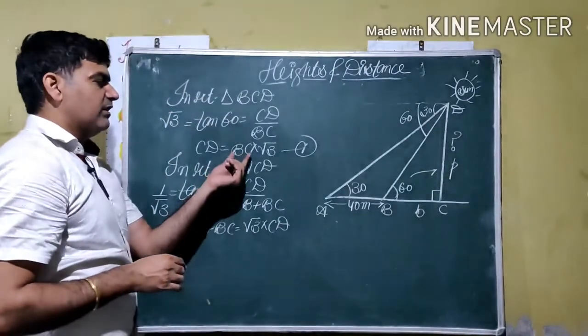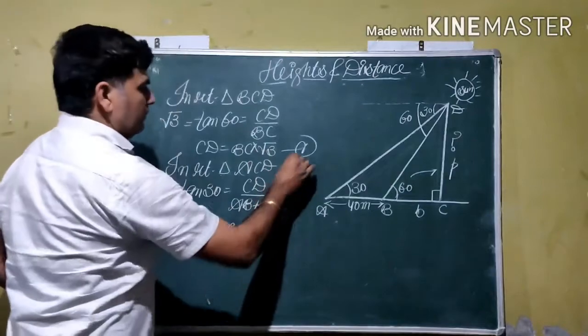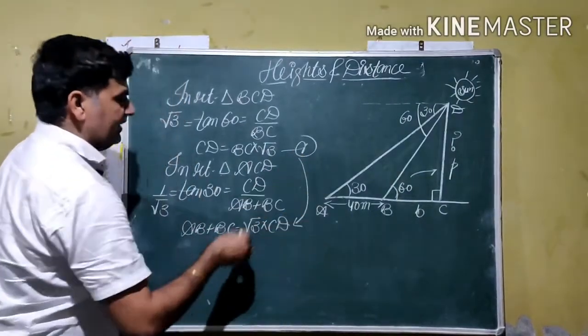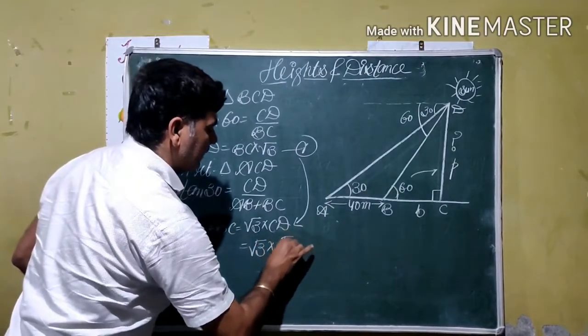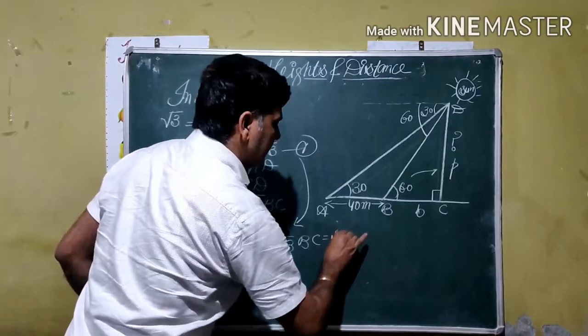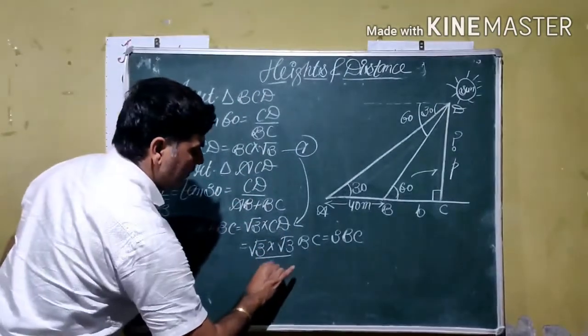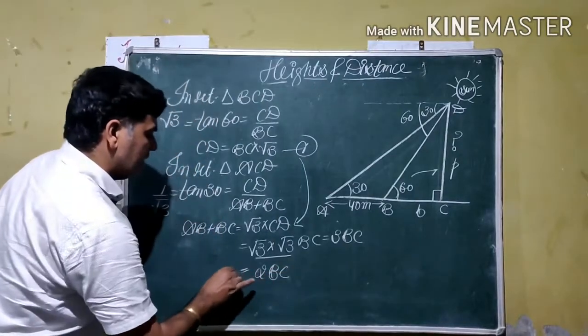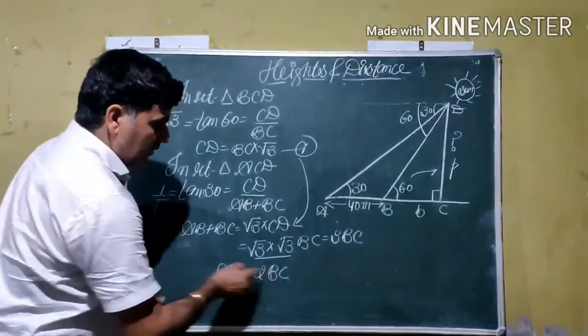So from result number 1, we are getting the value of BC from here. Otherwise, we are going to use the value of CD first directly. It is given by square root 3 times BC. Square root 3 multiplied by square root 3 becomes 3BC. If we shift this BC to the right hand side, we get double of BC is equal to AB, meaning AB is double of BC.